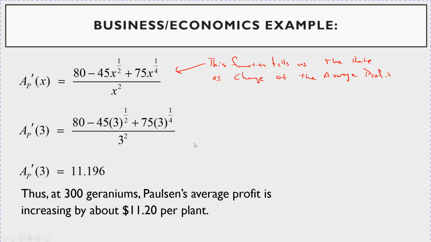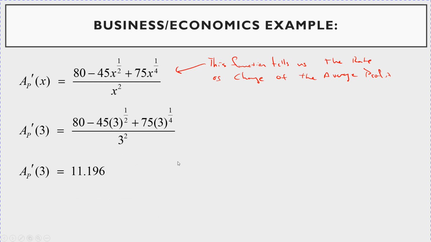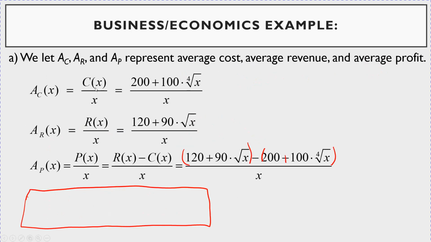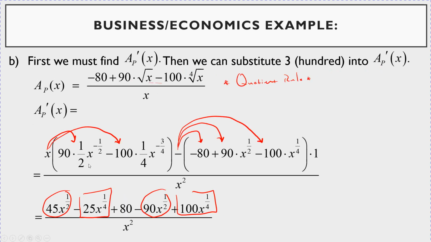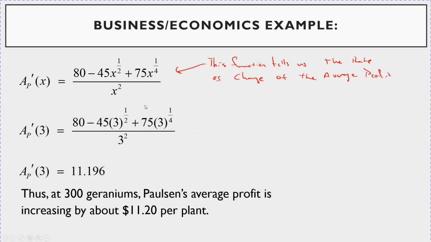And so what this is saying is, thus at 300 geraniums, for Paulson's greenhouse, their average profit is increasing, because it's positive, by $11.20 per plant. Okay, so that's what we're seeing here. So again, what you really just had to do to find these average functions is take the cost and revenue function and divide by x. Same thing with the profit. And then whenever we ask for rate of change, it's just a derivative. And then unfortunately, as you can see, this is a little bit of algebra for you to work through.